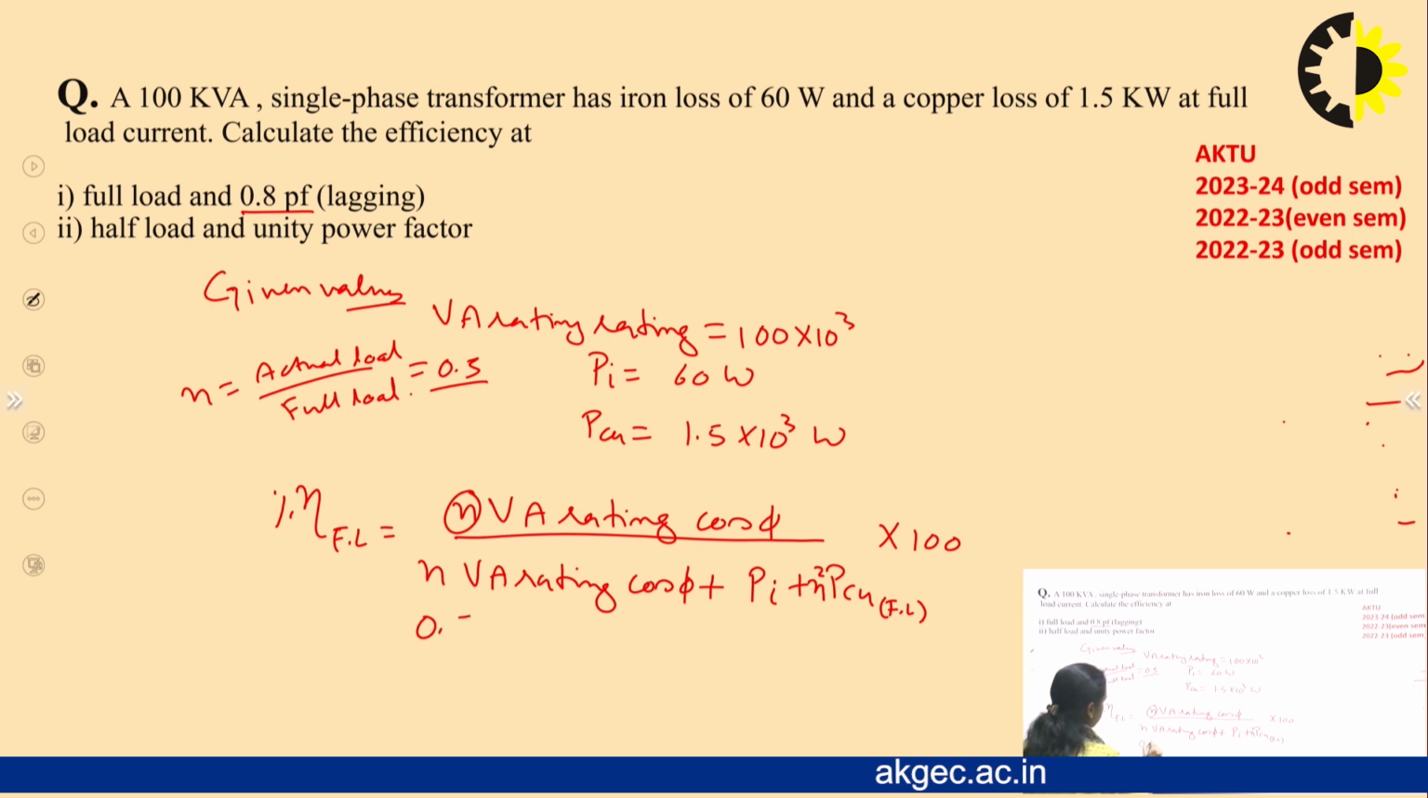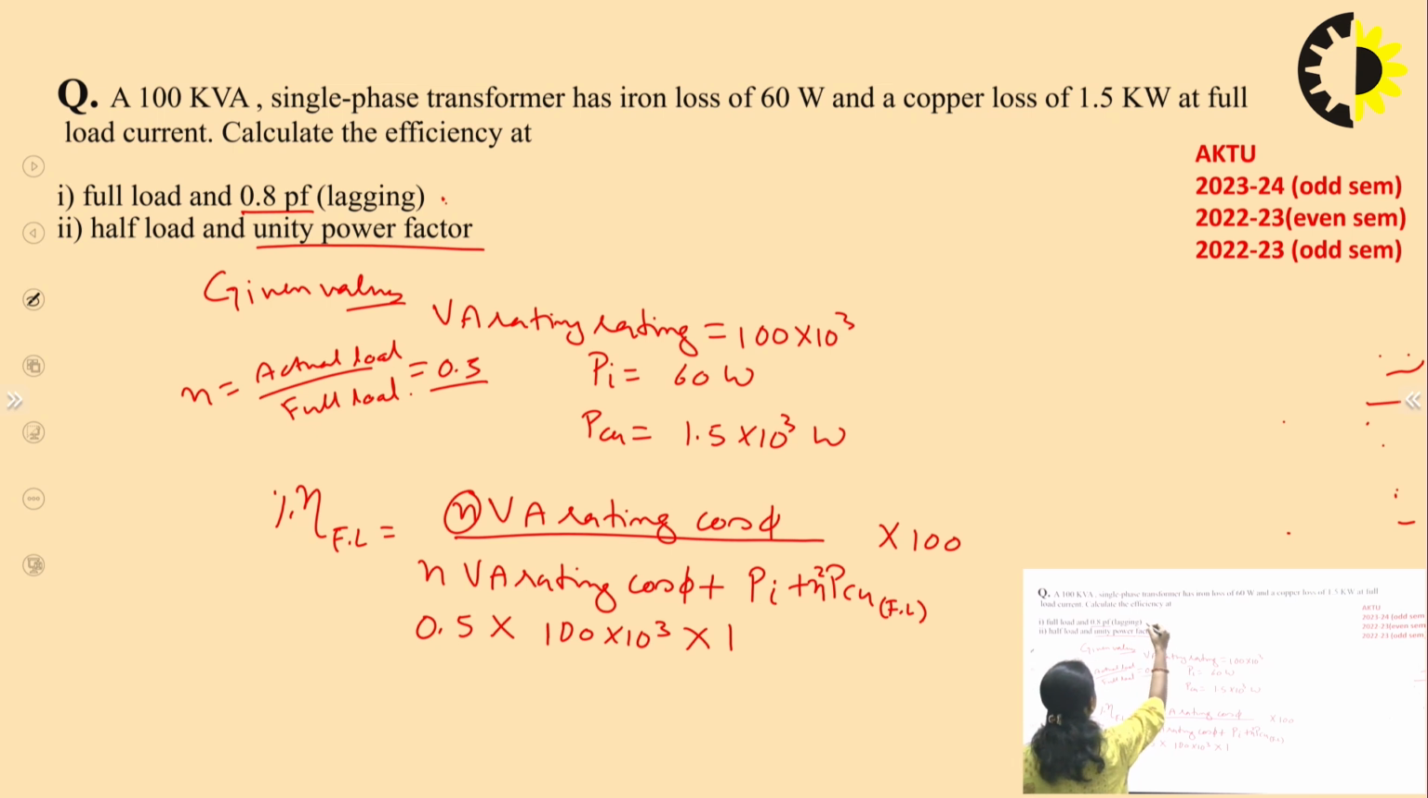So you will write 0.5 into VA rating. What is the VA rating? 100 into 10 power 3. And for this, the power factor is given as unity, so this will be 1. This will not be 0.8. For the full load the power factor was given as 0.8, but for the half load the power factor is given as 1.